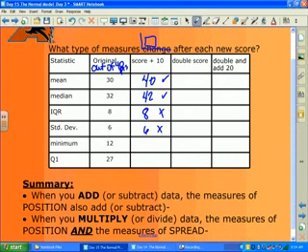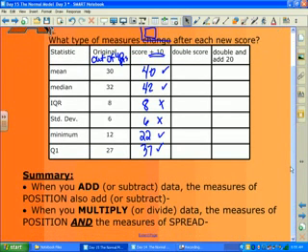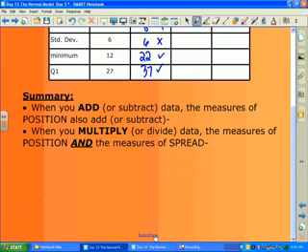And standard deviation, same thing. Okay, very good. Minimum, it would change. Okay, so that became 22, and the Q1 became 37. So when I added things, only the what was affected? Only the measures of position were affected. Okay? In fact, you're already getting this summary down here. When you add or subtract data, the measures of position also add or subtract. Okay? So that's the summary for you guys to know.